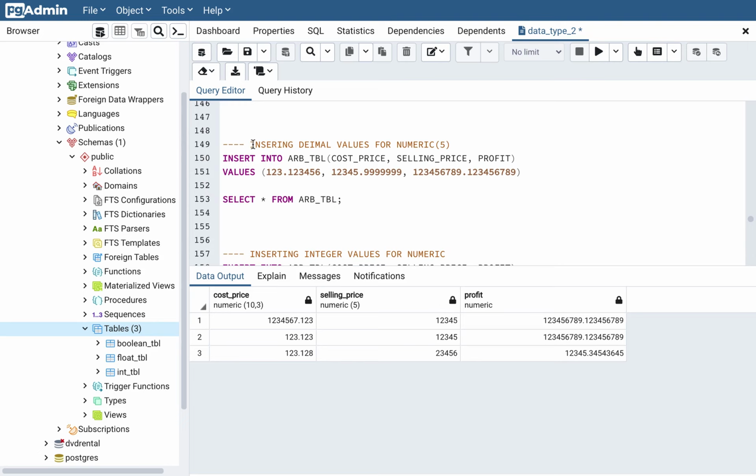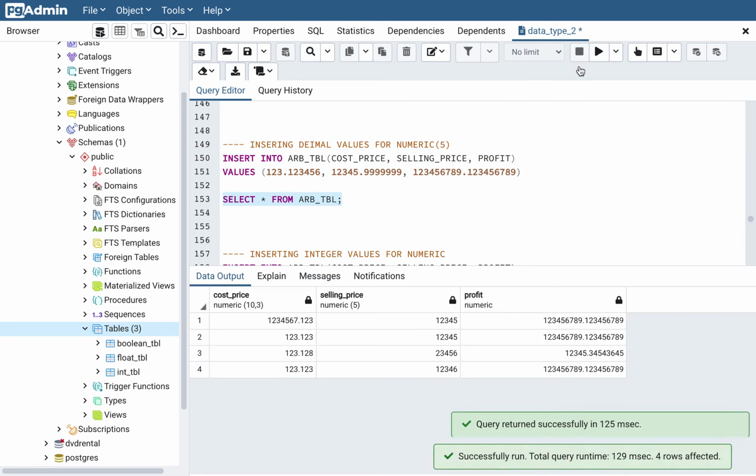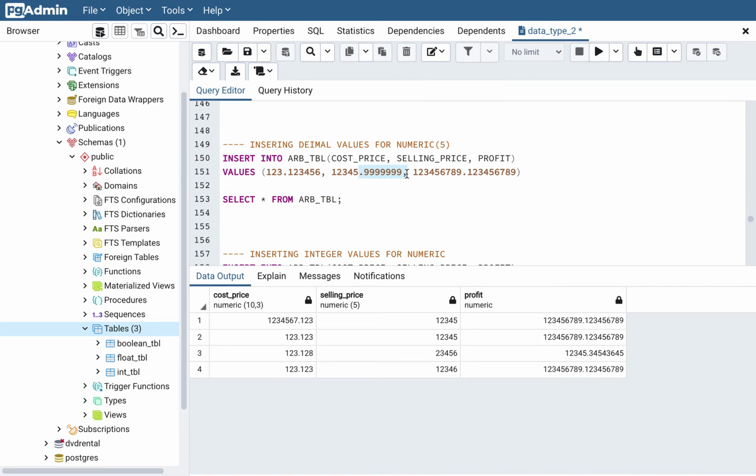Now, what will happen if I insert decimal values for numeric 5? You remember we have created a column called selling price, numeric 5. We have not defined any scale value, which means we thought that we will never insert any decimal digits in this column. But now I am trying to do that. So let me execute this and show you the table. You see, still it is not accepting any digits after the decimal. What it is doing is rounding it off to the integer part itself.